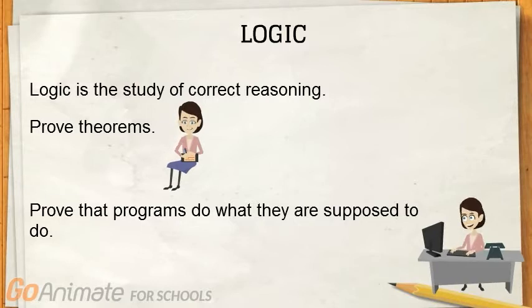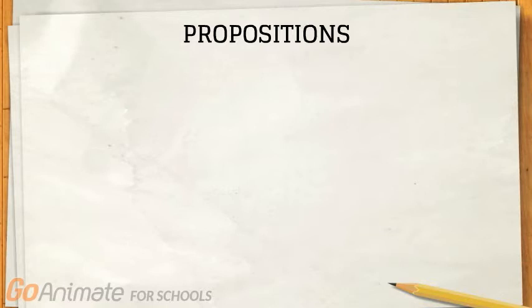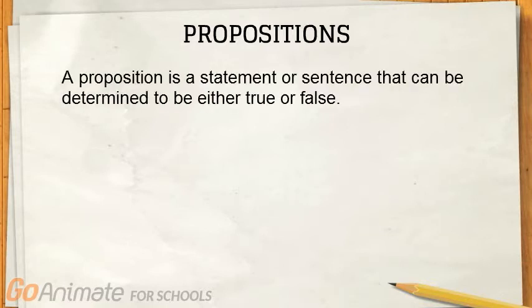However, there are a number of different types of logic that have been developed. In this course, we are going to focus only on the simplest form of logic, that is two-value logic. Are you familiar with this term? Propositions. So, what is a proposition? A proposition is a statement or sentence that can be determined to be either true or false.